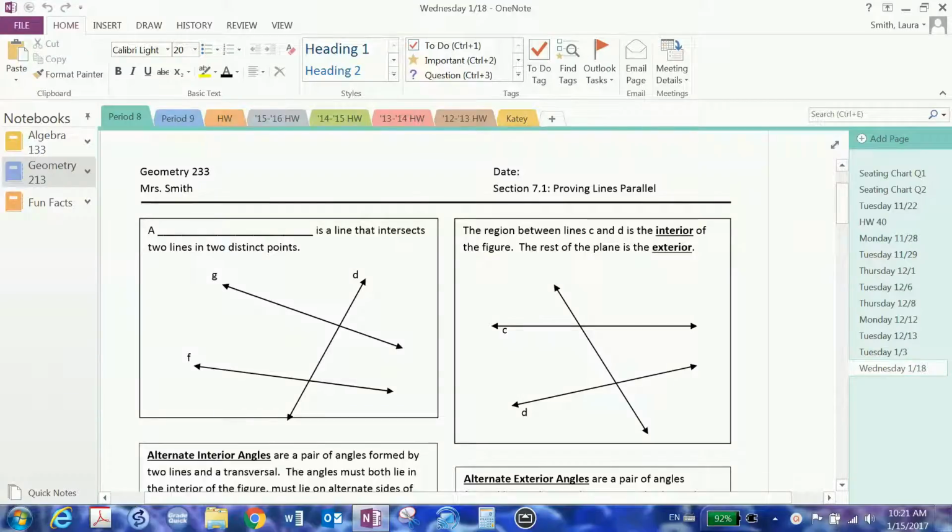Hello, today's topics are getting us ready to prove lines are parallel. But before we can prove lines are parallel, we first need to have some vocabulary. So let's start there.